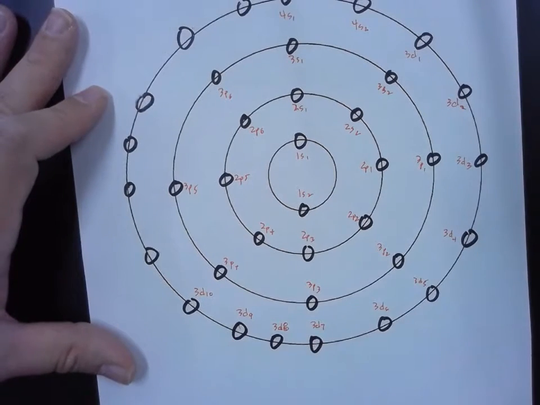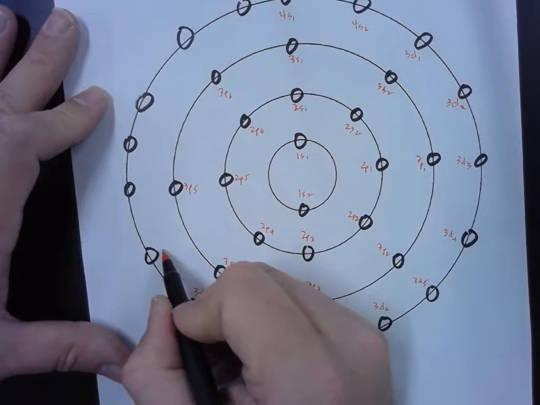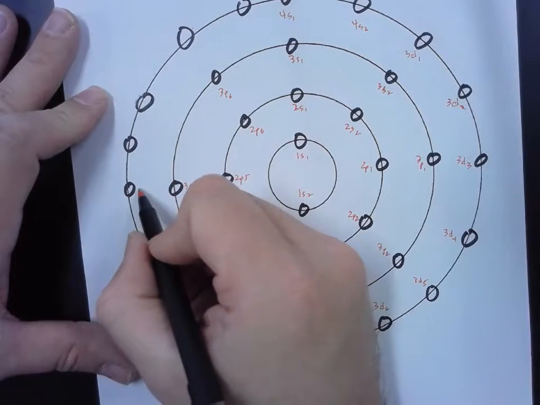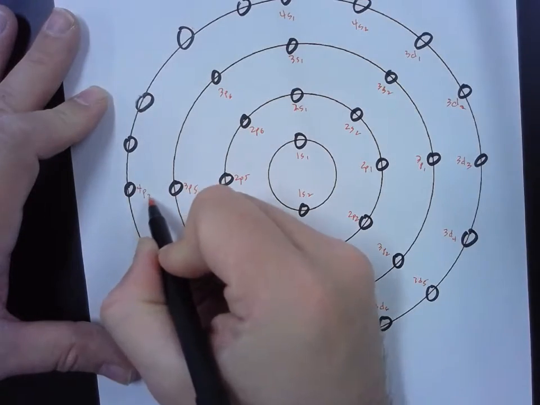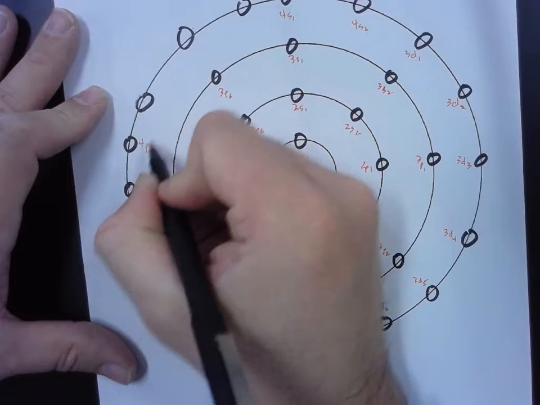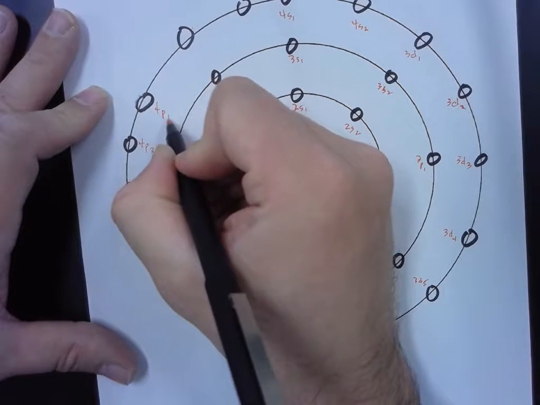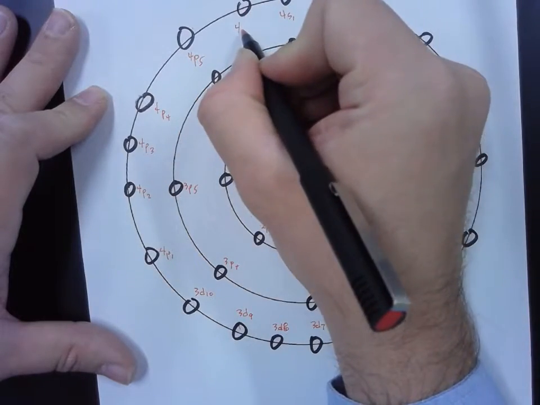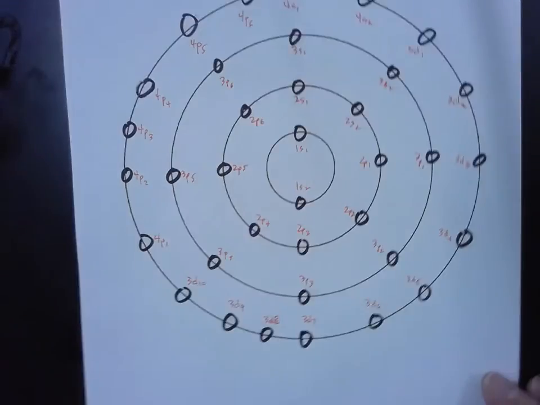And then it goes to 4P, 4P1, all the way to 4P6. 4P2, 4P3, 4P4, 4P5, and 4P6, and that's it. Okay, so that's how that one works.